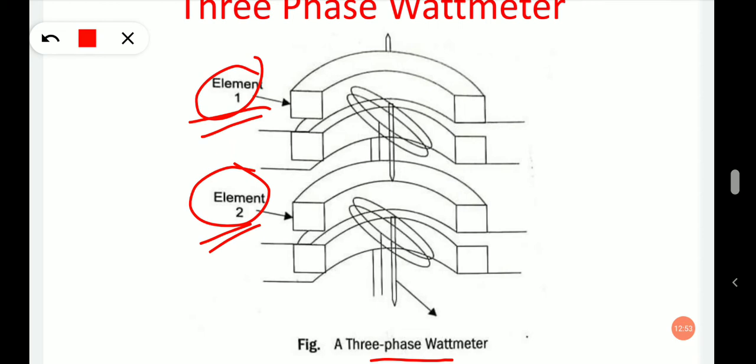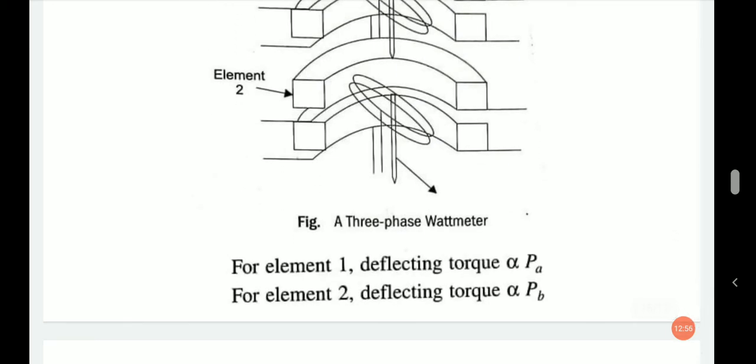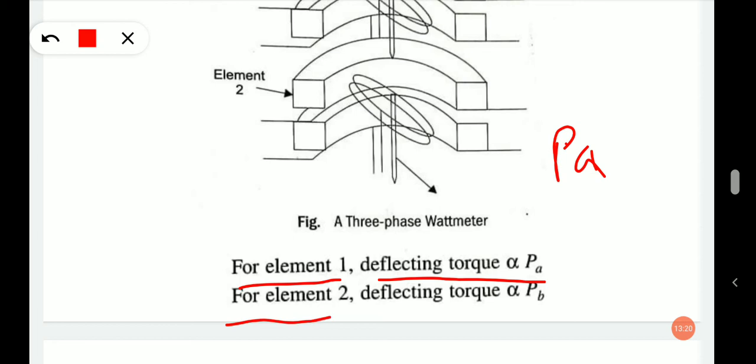Hence, we can write that for element 1, the deflecting torque is proportional to PA, that is the power measured for A phase, and for element 2, the deflecting torque is directly proportional to the power measured for B phase.